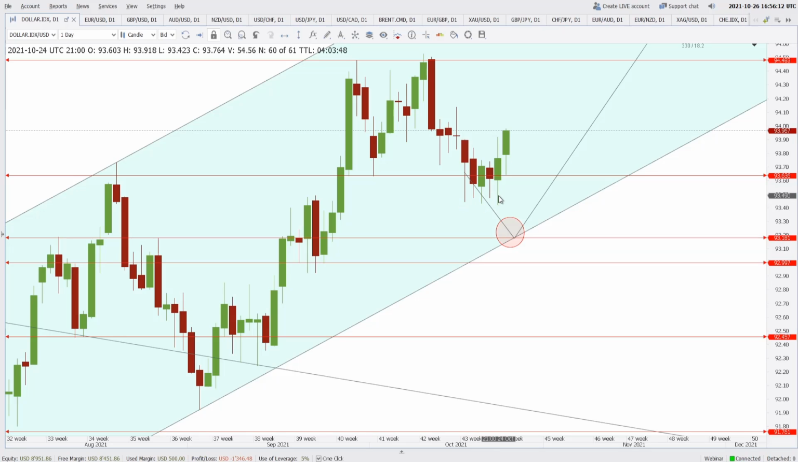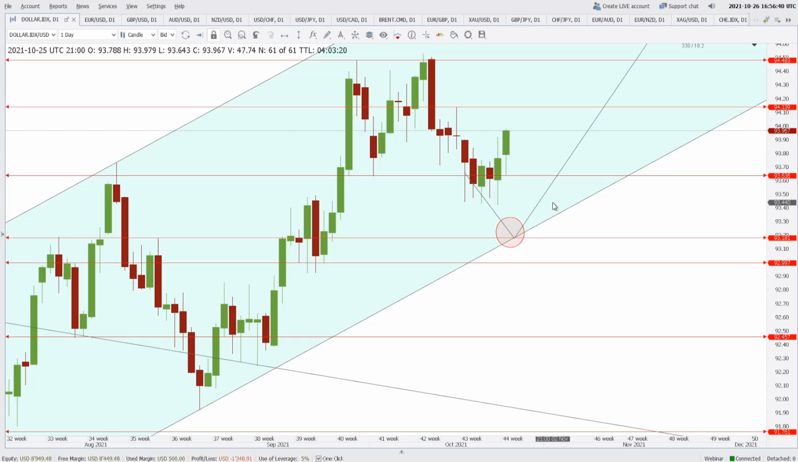Now my point is that because the price got rejected from here last time, this becomes an important level. So until the price goes higher than 94.13, I'll be bearish and I'll be expecting the price to come back to 93.18, or if not 93.18, then at least to this rising channel's support line. Now this is one thing.